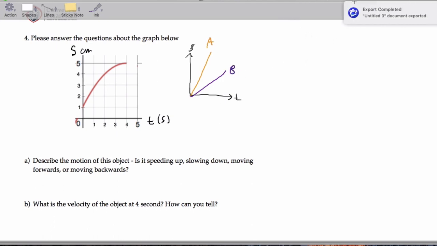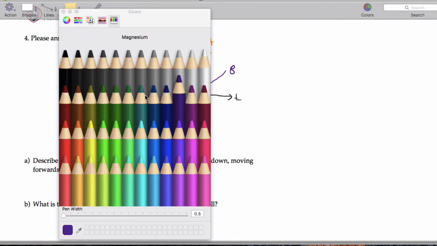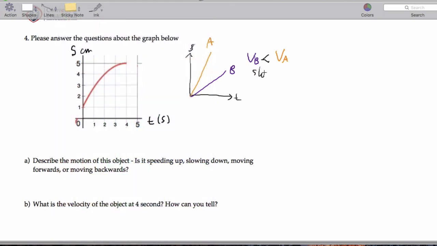If you recall, B is slower than A because its slope is less steep. So the trend for graphs here is, how do you know if this graph is speeding up, slowing down, moving forwards, or backwards? First, we see it moving in a positive way. So it's definitely moving forwards.